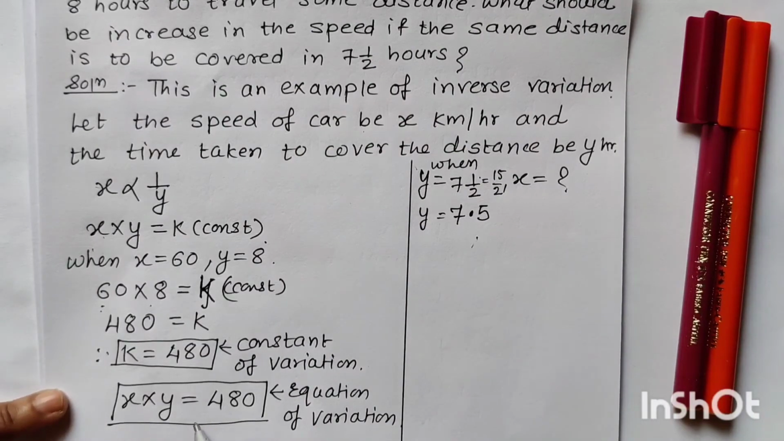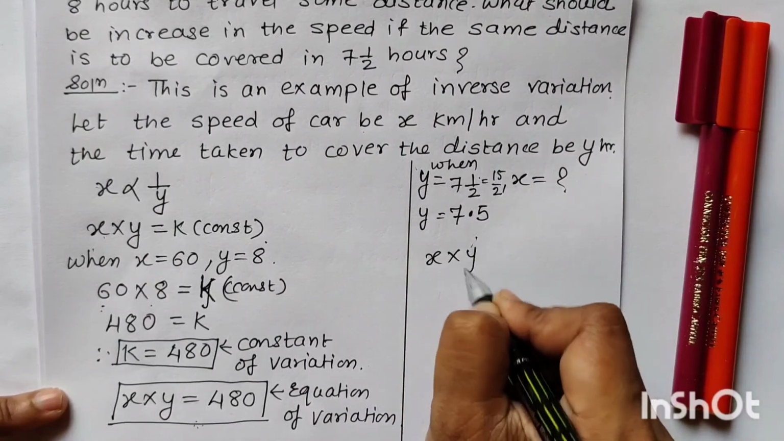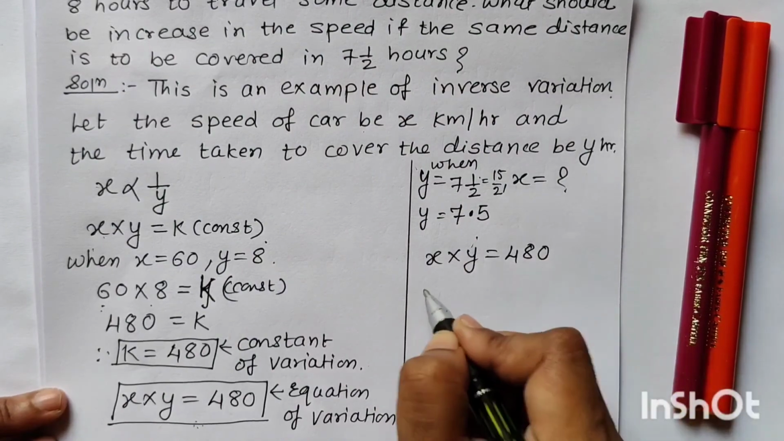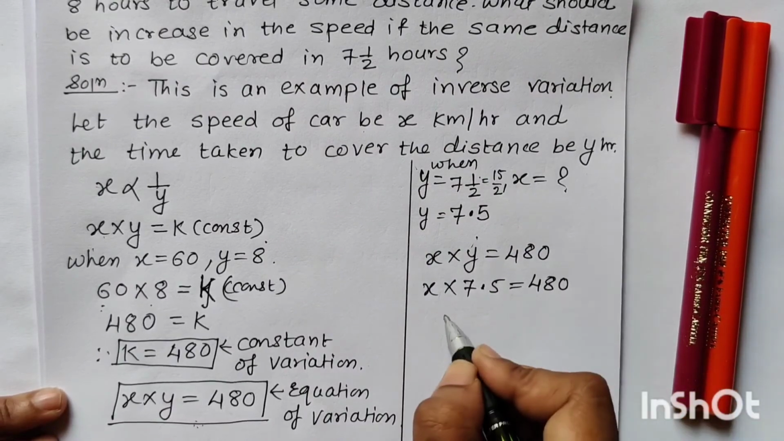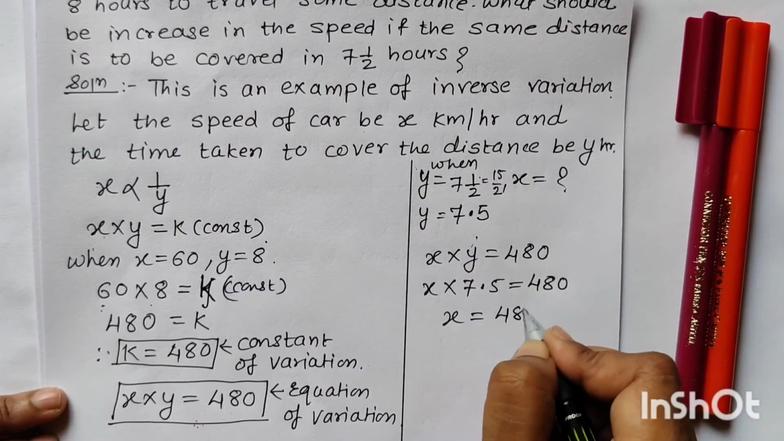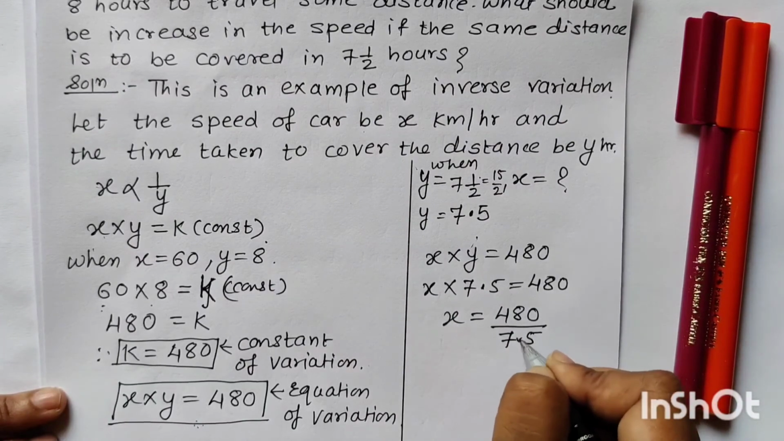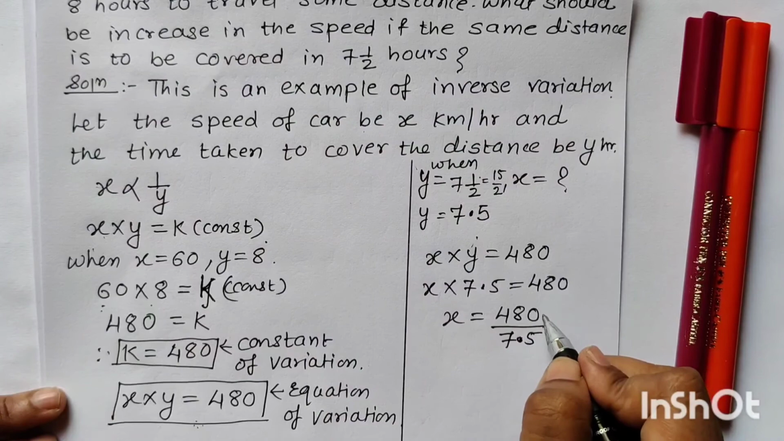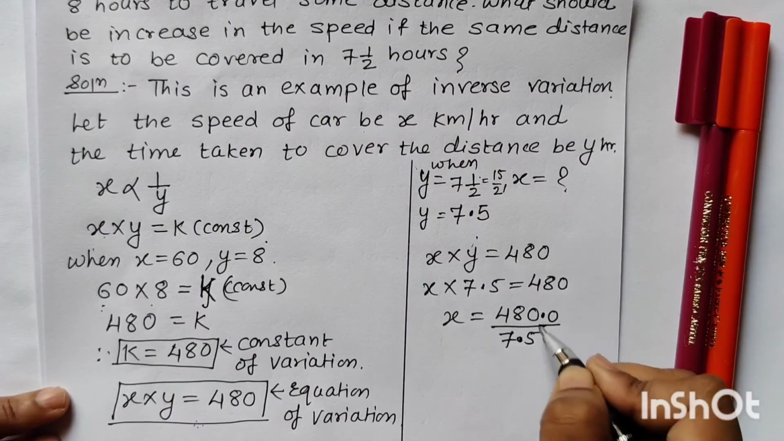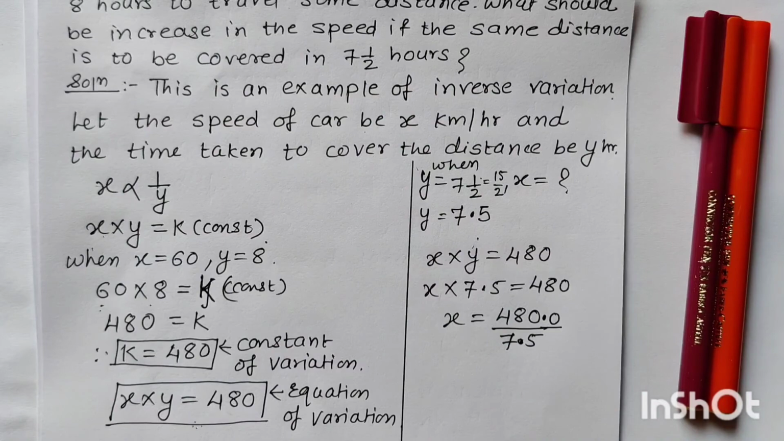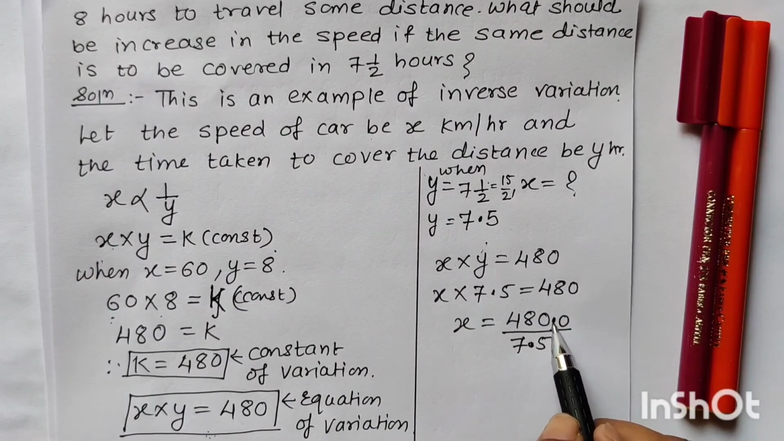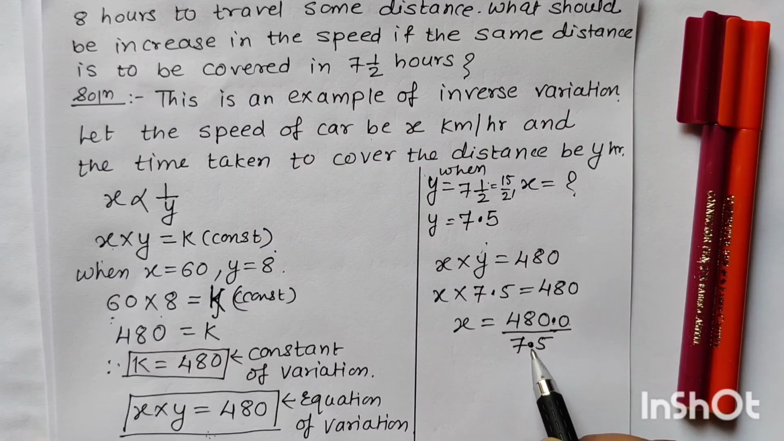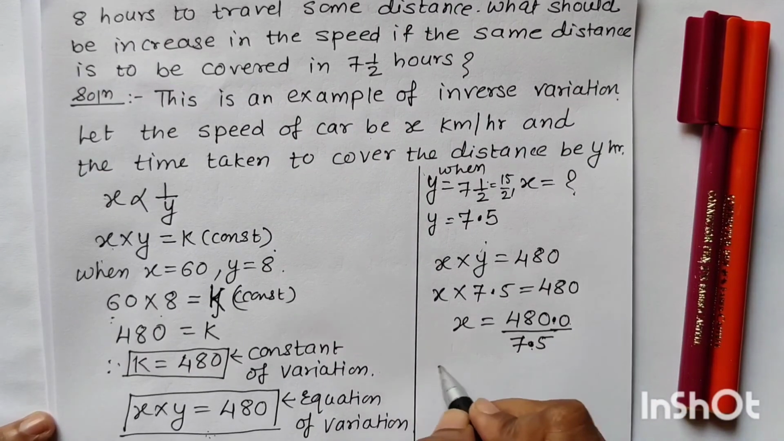So let us start with this equation again. x multiplied by y is equal to 480. So x into y, which is 7.5, is equal to 480. x is equal to 480 upon 7.5. Now after the point one digit is there, that means in numerator also we have to put a point and put a 0, because we have to equalize the decimal places after the point in numerator and denominator, then only you can do the cancellation. So in numerator also we have one digit after the point, in denominator also one digit after the point. Now you can do the cancellation.